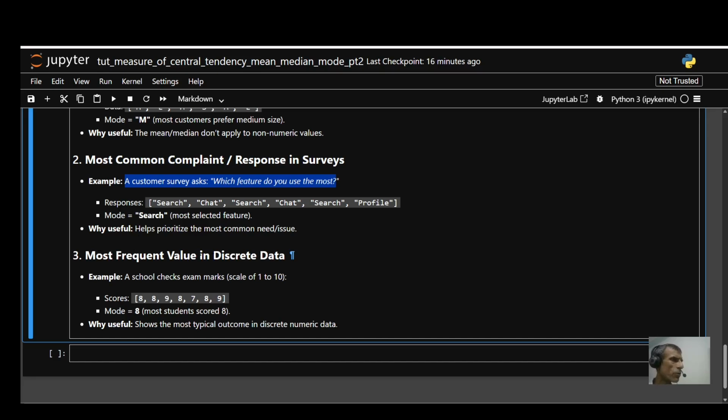Then another one would be discrete data. So let's say a school checks exam marks on a scale of 1 to 10, and let's say the scores are 8, 8, 9, 8, 7, 8, 9. In this case, you want to use the mode because that's what most students scored. You don't want to use the median or mean. Why? Because the mode shows the most typical outcome in your discrete numerical data.